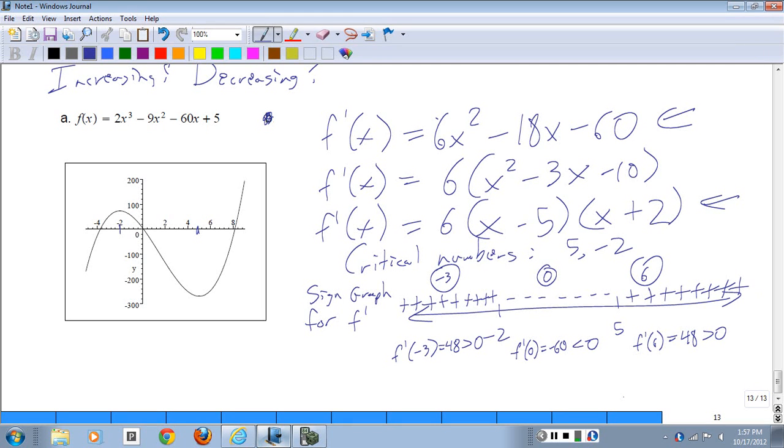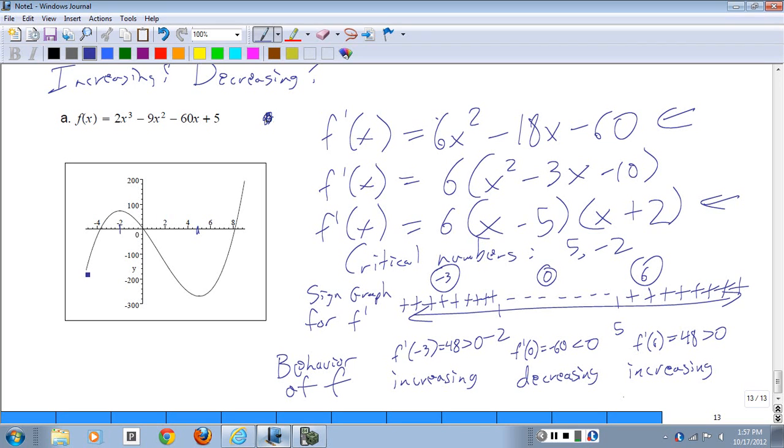So the function itself is increasing where f prime is positive. It's decreasing where f prime is negative. So I'm going to say increasing, decreasing, increasing, and I guess in front I should say what's increasing, what's decreasing. This is the behavior of the original function f. The derivative is either positive or negative on these intervals. The function is either increasing or decreasing, respectively, on these intervals.